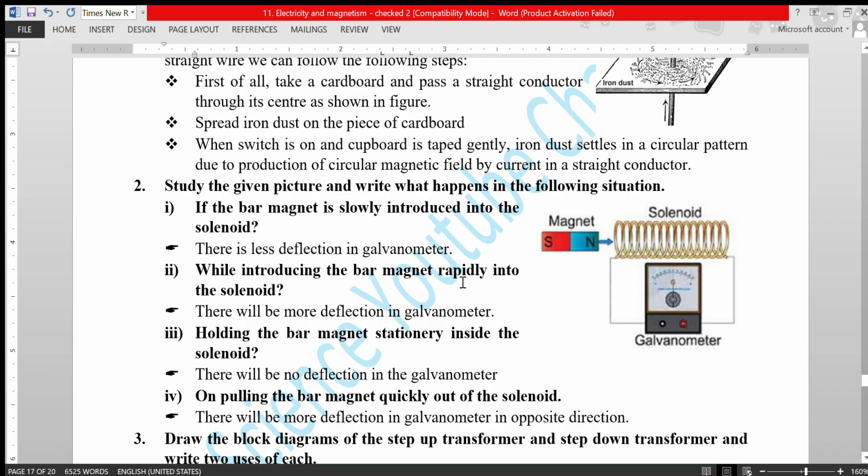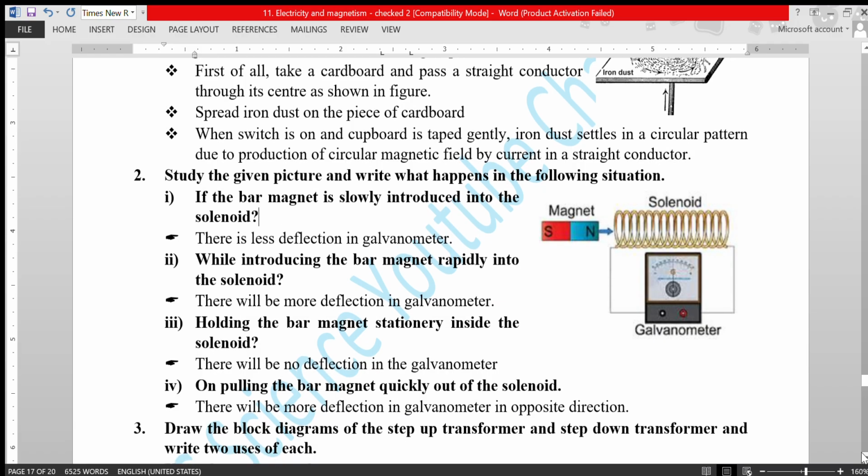While introducing the bar magnet rapidly, there will be more deflection in the galvanometer. The needle will deflect. Holding the bar magnet stationary inside the wire, there is no deflection in the galvanometer as there is no current produced. On pulling the bar magnet quickly out of the solenoid, there will be more deflection in the galvanometer but in the opposite direction.